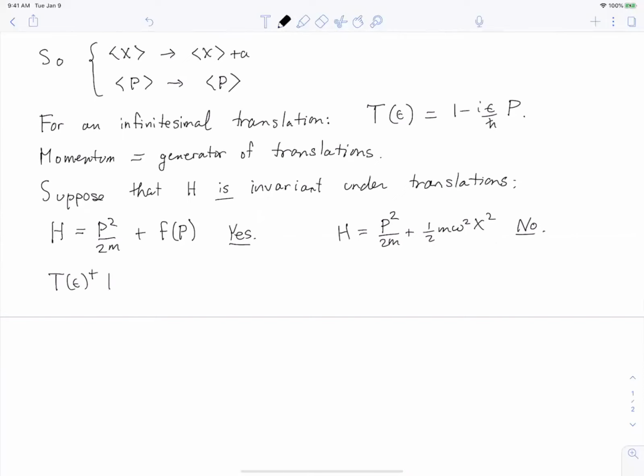T epsilon dagger H T epsilon in the passive view should just be the Hamiltonian back again. And so if we write out what that means: 1 plus i epsilon over h bar P. That's T epsilon dagger. The i flips sign, but P is Hermitian, so that's left alone. Times H times 1 minus i epsilon over h bar P. That should be equal to H.